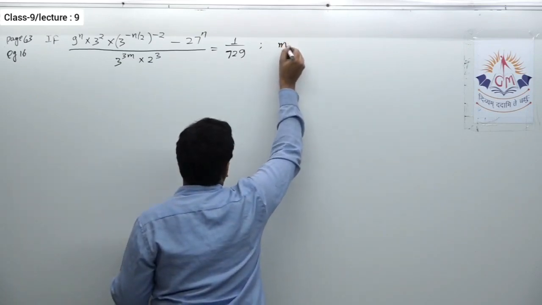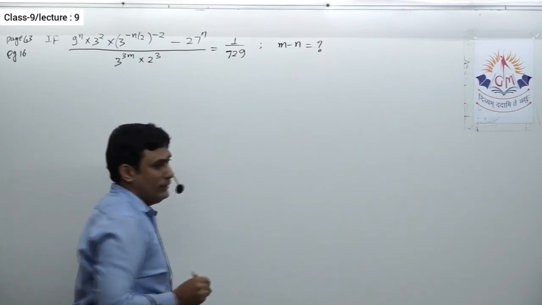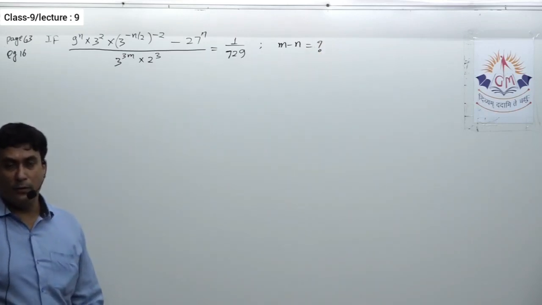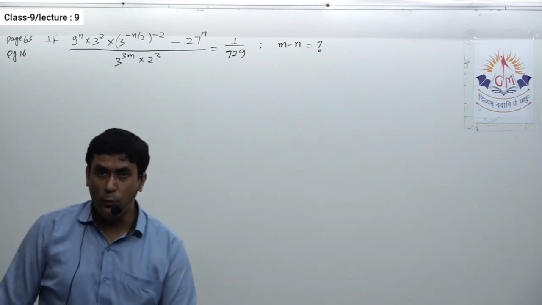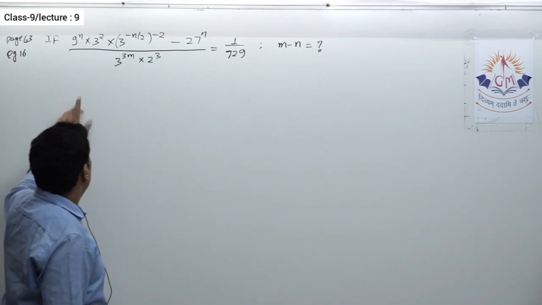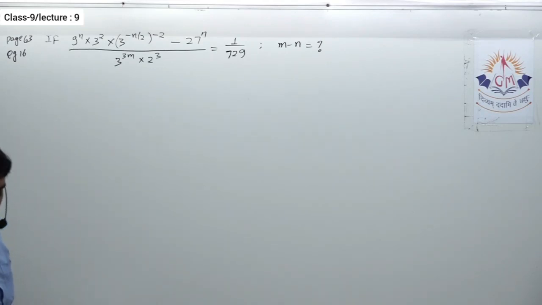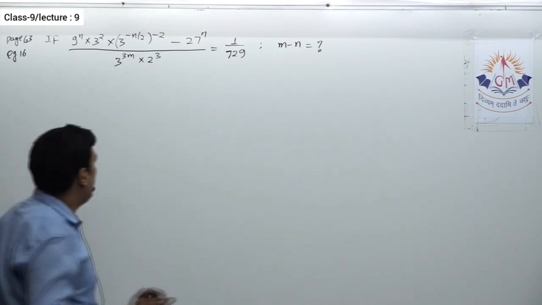So here, instead of proving, I'm asking you to find the value of this. Okay, the question that is given in terms of to prove, can we convert it in terms of find the value of m minus n. So the question is 9 raised to n multiplied by 3 square multiplied by 3 raised to minus n by 2 raised to minus 2 minus 27 raised to n upon 3 raised to 3m multiplied by 2 cube is equal to 1 upon 729.